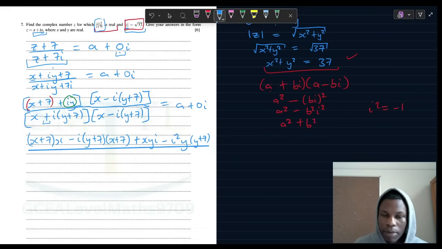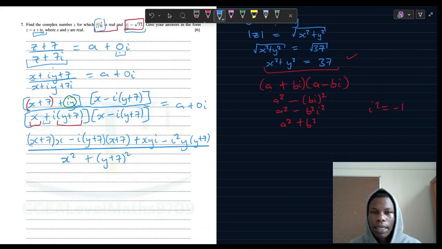So on our denominator, if we can just figure out what a and b are, we can easily simplify that. So a has to be this x, and then b has to be here, y plus 7. So it means our denominator is simply x squared plus (y plus 7) squared. That's your denominator. And here again, this is all equal to a plus 0i.